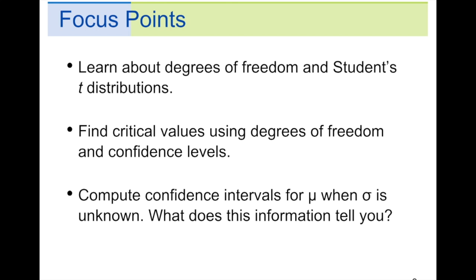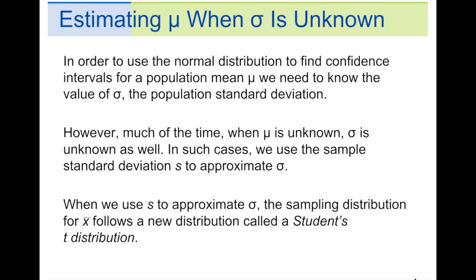What does this information tell you? In order to use the normal distribution to find confidence intervals for a population mean mu, we need to know the value of sigma, the population standard deviation. However, much of the time when mu is unknown, sigma is unknown as well. In such cases, we use the sample standard deviation s to approximate sigma. When we use s to approximate sigma, the sampling distribution for x bar follows a new distribution called a student's t-distribution.